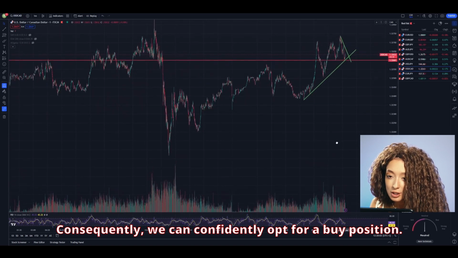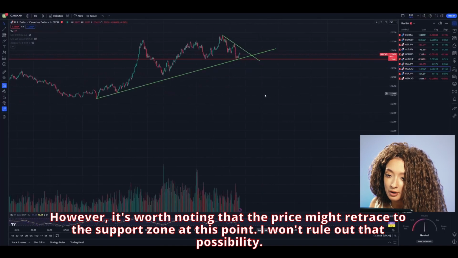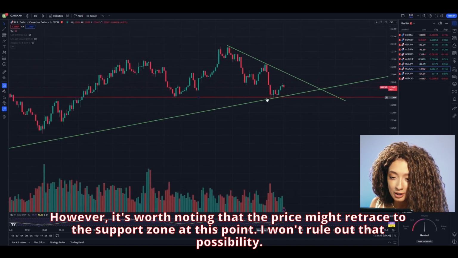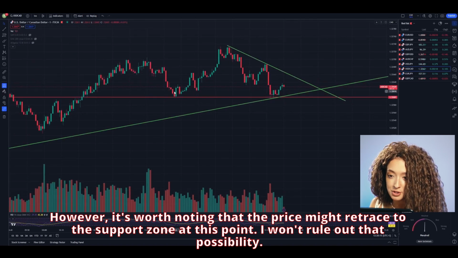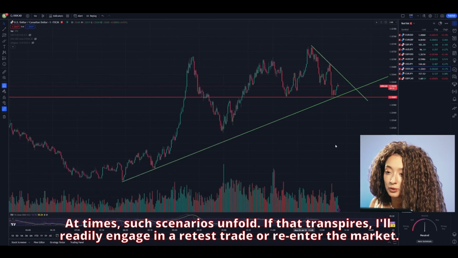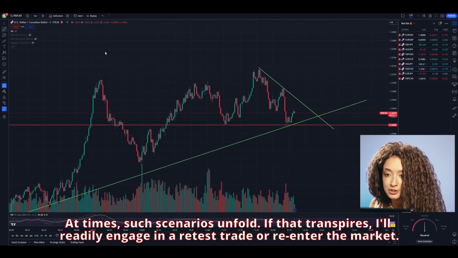So, concretely, we can confidently opt for a buy position. However, it's worth noting that the price might retrace to the support zone, and at this point, I will not rule out that possibility. At times such scenarios unfold. In that case, I will readily engage in a retest trade or re-enter the market.